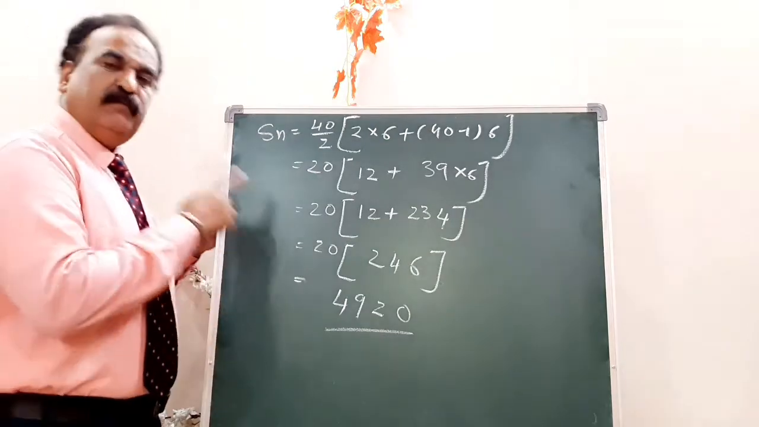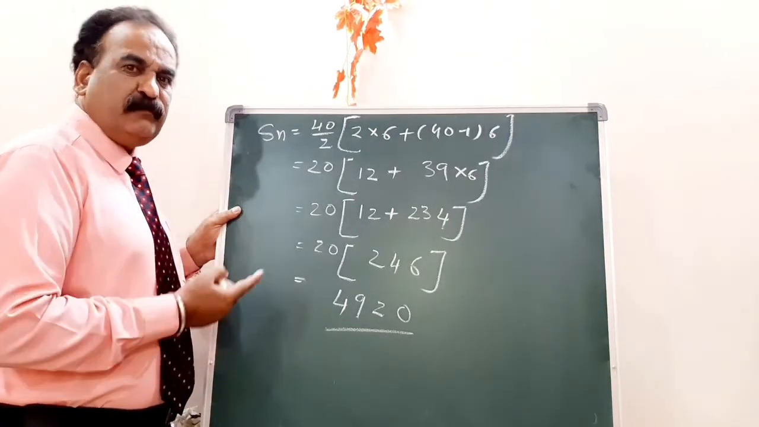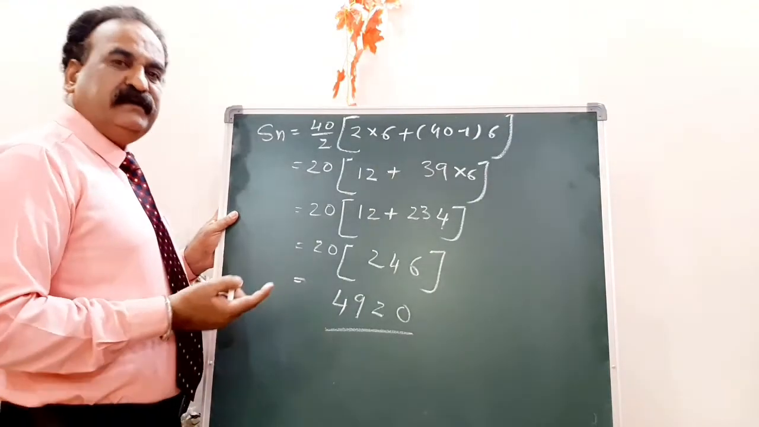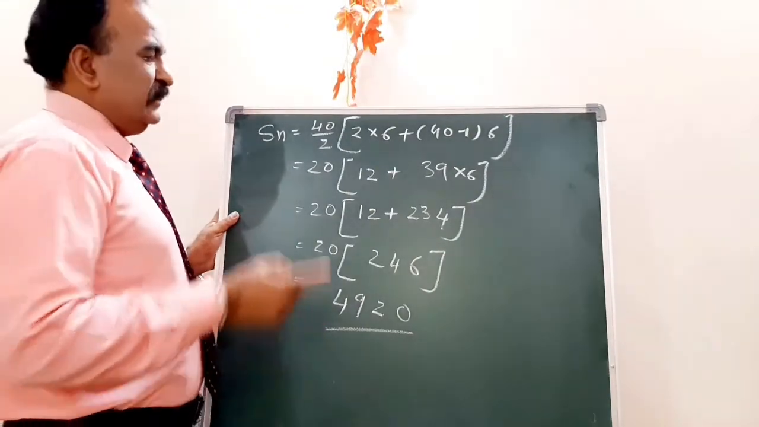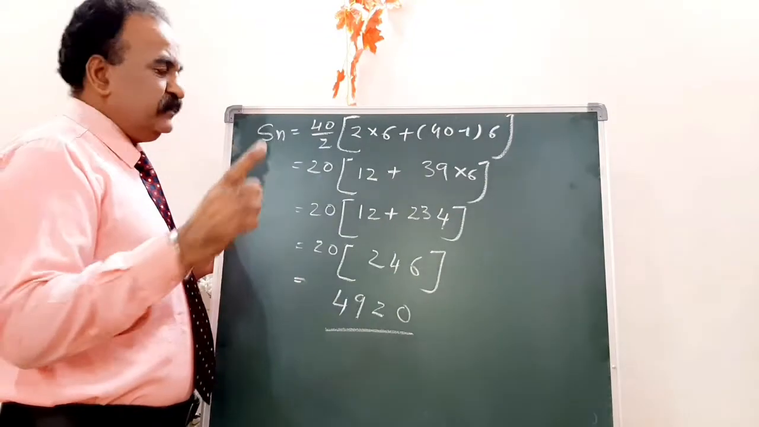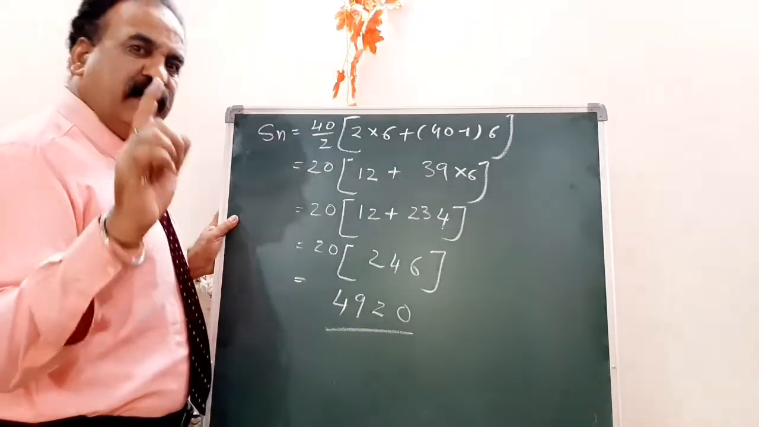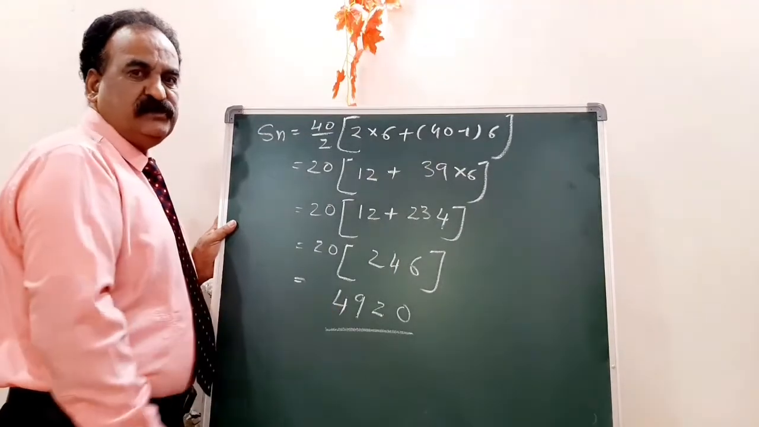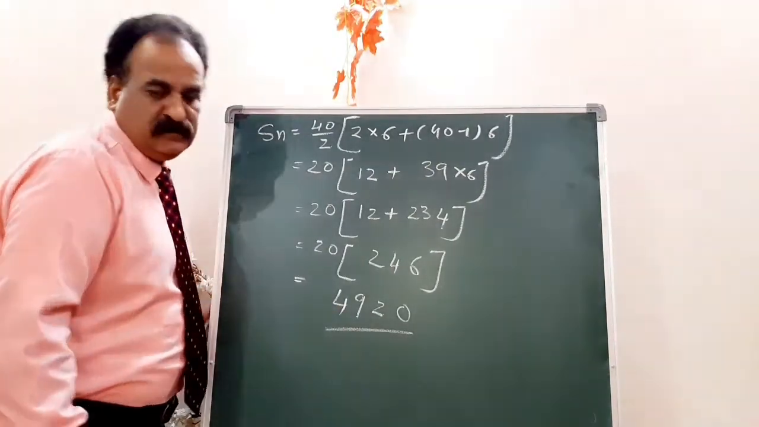It is a very important question from the exam point of view. Find the sum of the 40 positive integers divisible by 6. It means a is equal to 6 first term, d is the common difference 6, and the number of terms will be 40. The answer is 4920. Okay, good. Next question.